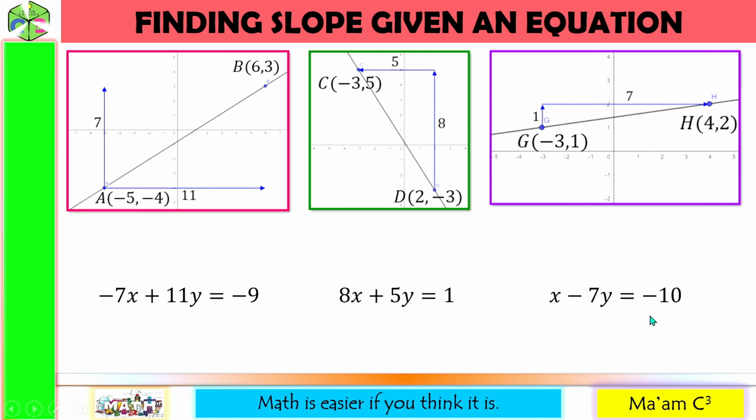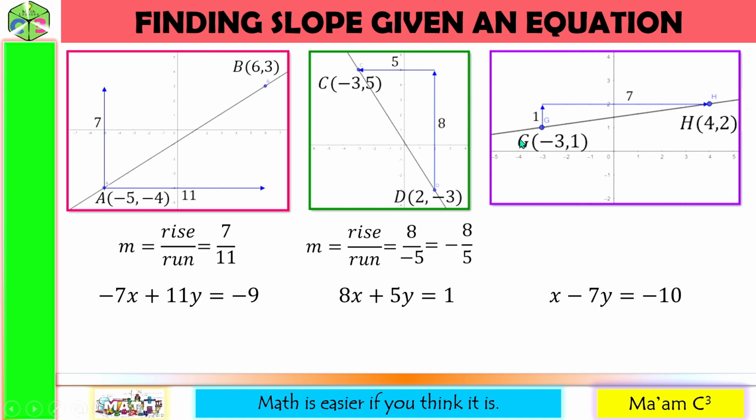Let us also recall the slopes that we got earlier. For this line, we have 7 over 11. For this line, our slope is negative 8 over 5. And for this line, our slope is 1 over 7. Now, I want you to look for a connection between the equation and the rise and run of our slope. Can you see any connection among them?